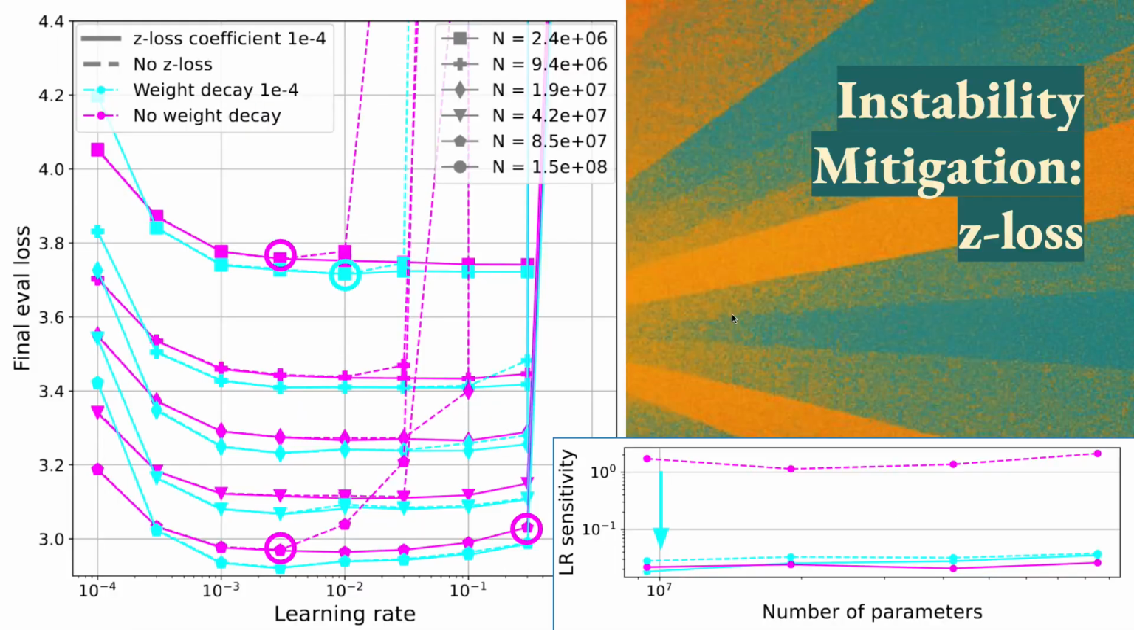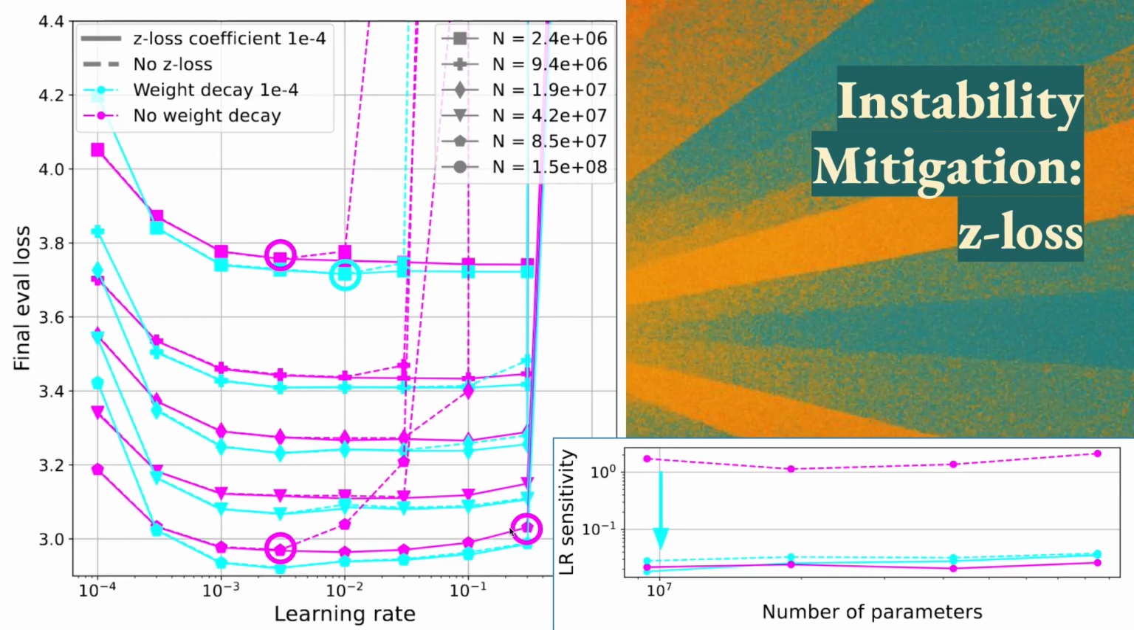What does this look like across multiple scales? So again, we're going from 2.4 million, in this case, up to 150 million parameter models. If we look at the largest model here, again, in pink is no weight decay, and dashed means no z-loss. And we can see that at 10 to the negative 2 and larger learning rates, we have failed training and the loss explodes. When we go from our dashed line, no z-loss, to solid line z-loss with no weight decay still, we can see that we can go past 0.1 as a learning rate and we can still achieve stable training.